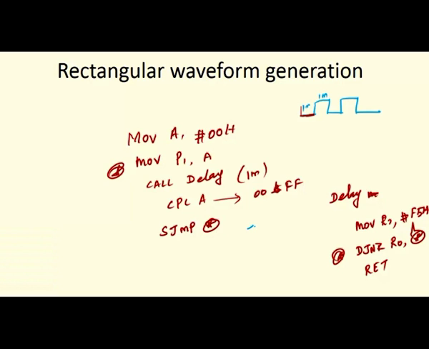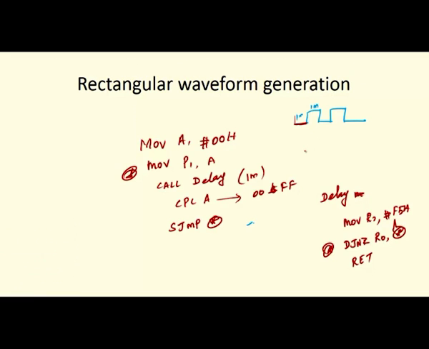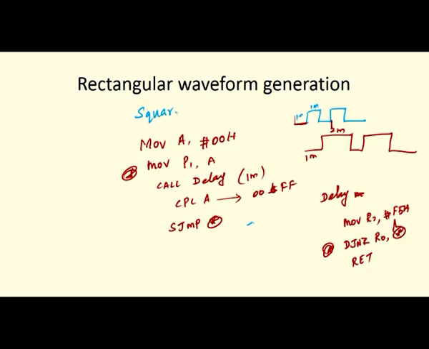Now, I am asking you to generate the rectangular waveform. Rectangular waveform means I ask for 1 millisecond for the off period and 2 milliseconds for the on period, then 1 millisecond for the on period and 2 milliseconds for the off period. So, the pulse width of on and off is varied. Okay. So, now think about what changes we have to make in the main program. This is the square waveform. In this, I initialized the value 00, then it moved to port 1. Now, I have to call the delay for 1 millisecond. Okay, I get the 1 millisecond.